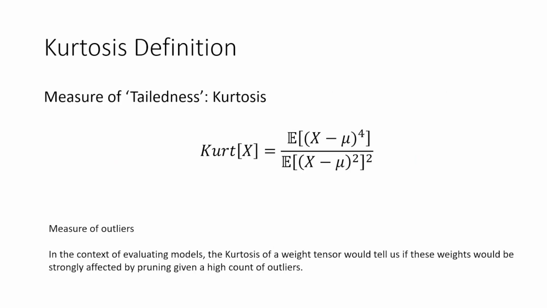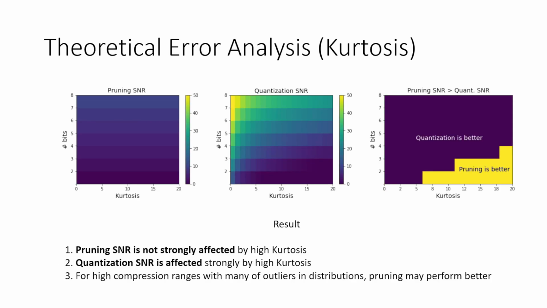So in the context of evaluating models, the kurtosis of a weight tensor is really telling us that these weights would be strongly affected by pruning if there's a lot of outliers. And for those who are curious, the numerator is the fourth central moment, divided by the standard deviation to the fourth power. So with that being said, as I mentioned, pruning for high kurtosis values is actually pretty effective.